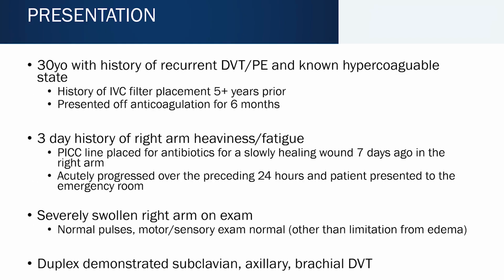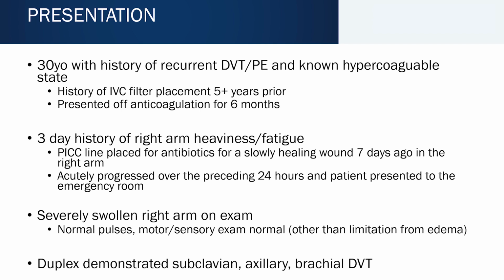This was a 30-year-old man who presented with a history of recurrent deep venous thrombosis and pulmonary embolism who had a known hypercoagulable state. He had a history of an IVC filter placed 5 years prior, as well as had been off of his anticoagulation for various other medical conditions for the past 6 months. The patient reported a 3-day history of right arm heaviness and fatigue. He had a PICC line that had been placed for antibiotics 7 days prior to presentation for a non-healing wound.